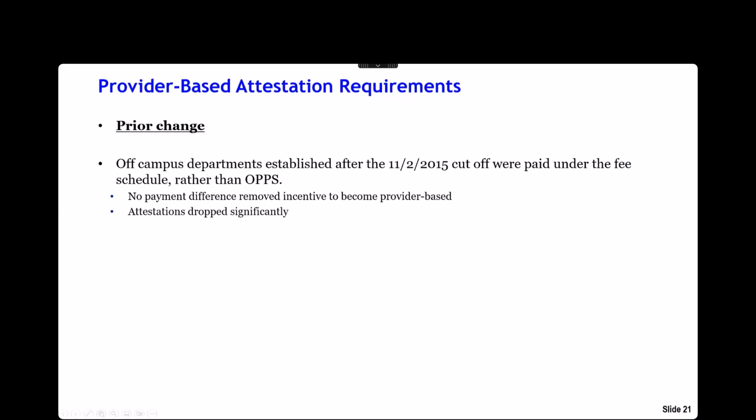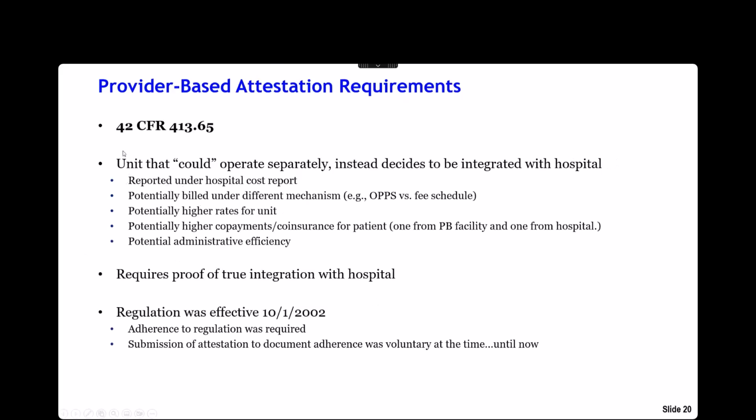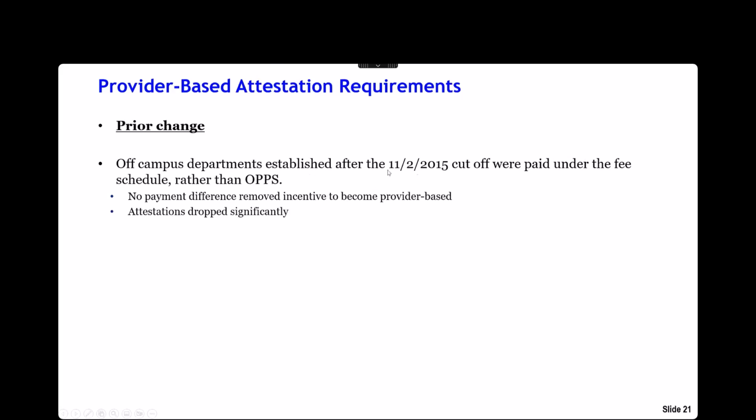Now, there was a change that was made between 10/1/2002 and now, and this happened around 11/2 of 2015. Certain off-campus departments, if they were not already established or grandfathered, and they weren't in process until after 11/2 of 2015, are now paid under the fee schedule instead of OPPS. So they're basically paid the same as they would have been as freestanding. So there was really no monetary incentive to improperly file as provider-based.